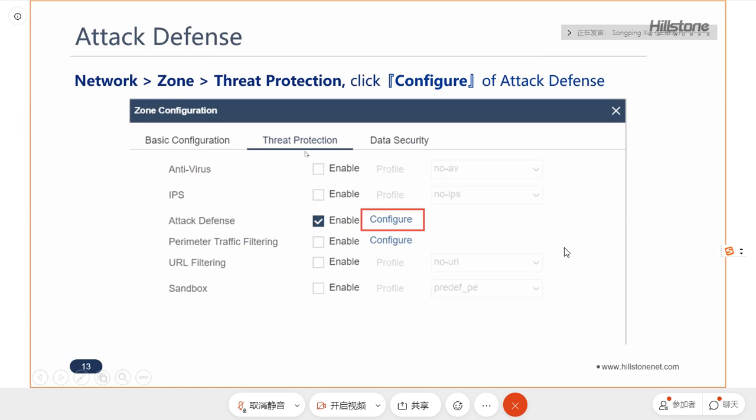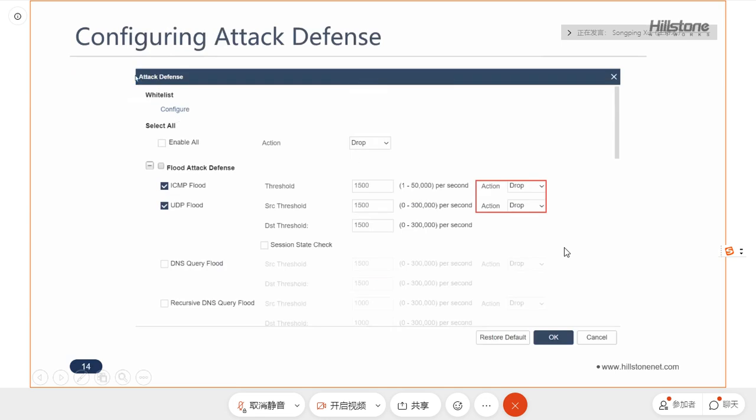So how to configure the attack defense? Under the network, as I mentioned, the attack defense functions are available for the zone. Under the zone configuration, there is a threat protection. You can enable the attack defense here, and then click config to configure the attack defense template, which includes the defense for different types of attack. For example, for flooding, you can enable the flood defense for different floods, like ICMP, UDP, and also set the threshold value for the flood, and then select the action.